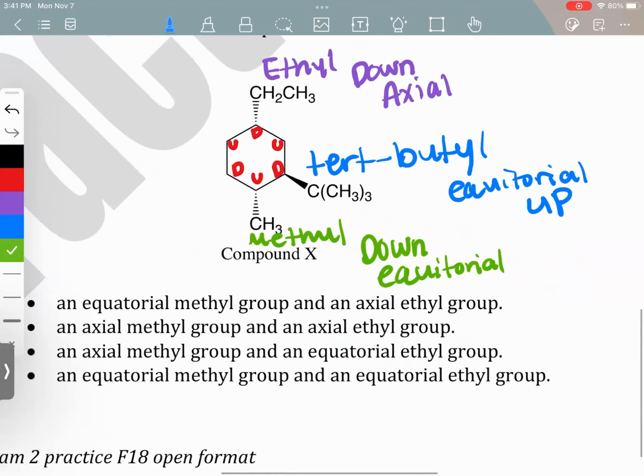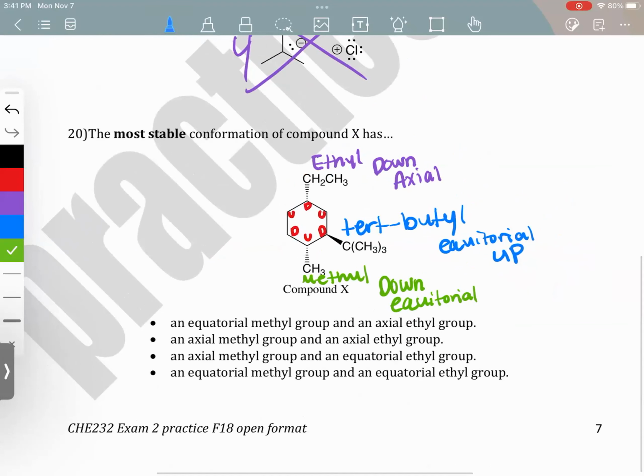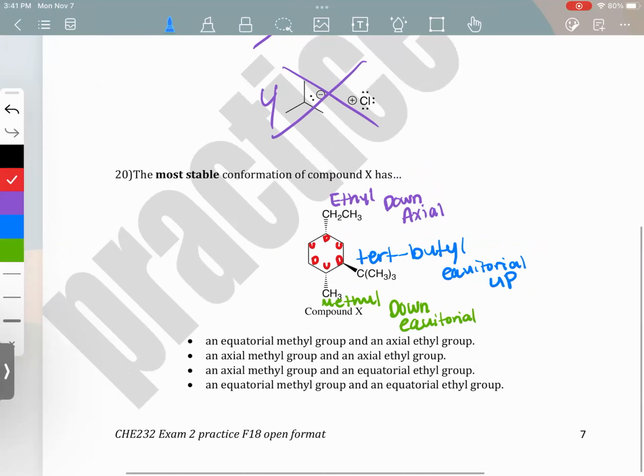So, which of these answer choices best matches what we got for the chair conformation from the skeletal structure? It's going to be A. The most stable conformation of compound X has an equatorial methyl group and an axial ethyl. You explained it perfectly.